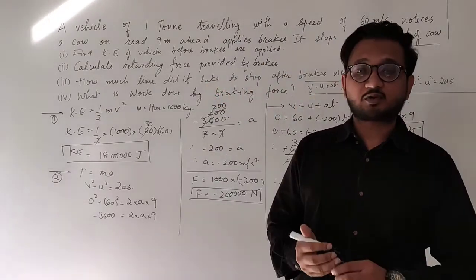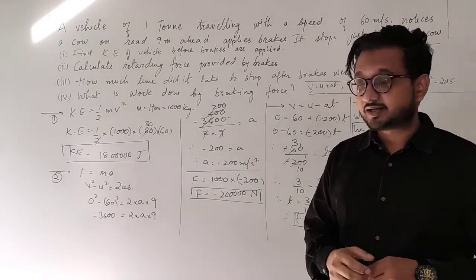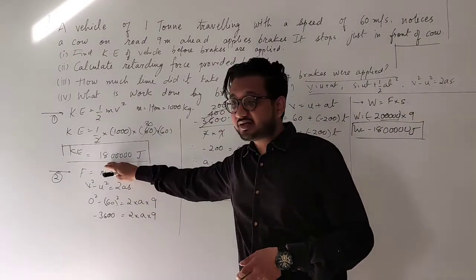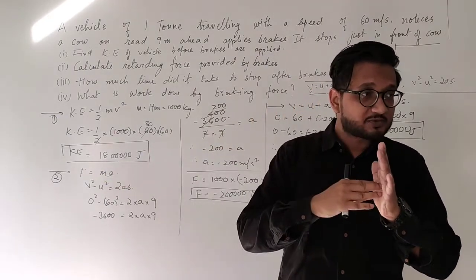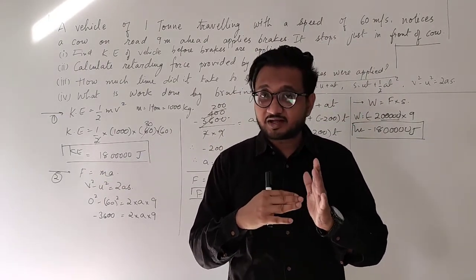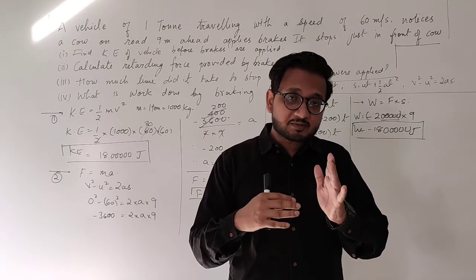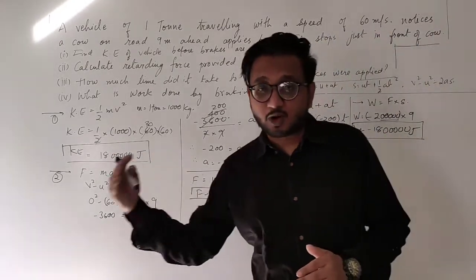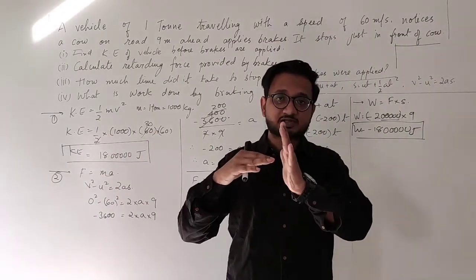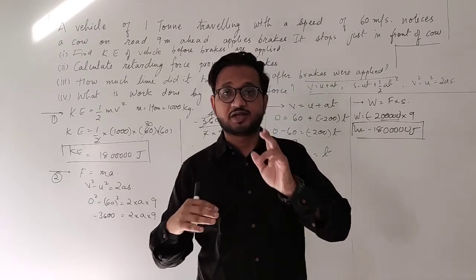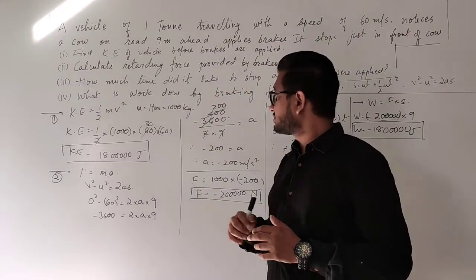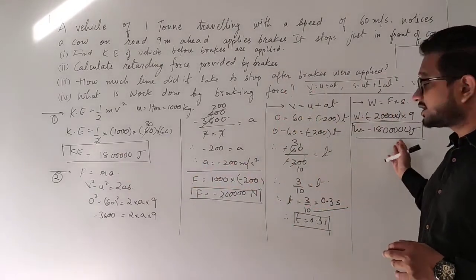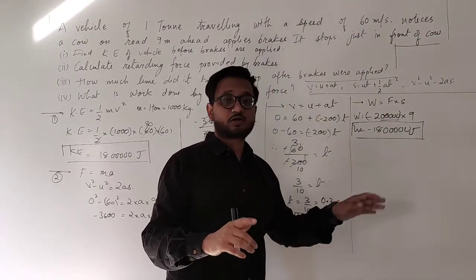Now this part of the question was very simple, students. Why? Because the kinetic energy of the vehicle is 18 lakh joules. In order to stop that, you will have to have that much amount of energy, and then work done will also be 18 lakh joules. Whatever the energy, you will have to apply that much energy or that much amount of work done in order to stop the vehicle. So, if the vehicle was moving with 10 lakh joules, then you would have to apply 10 lakh joules in order to stop the vehicle.